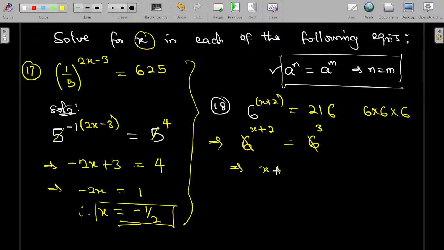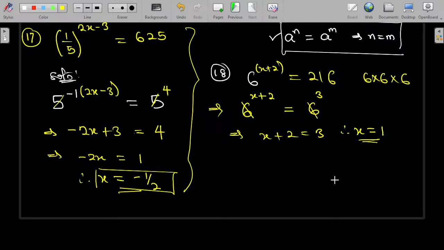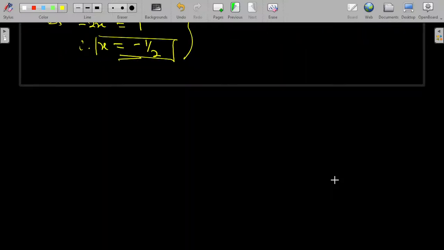And so you have x plus 2 is equal to 3. Therefore, your x alone is equal to 1, if you take your 2 to the other side of the equation. Exercise 18 is done. So we move over to the next one, which is exercise 19.